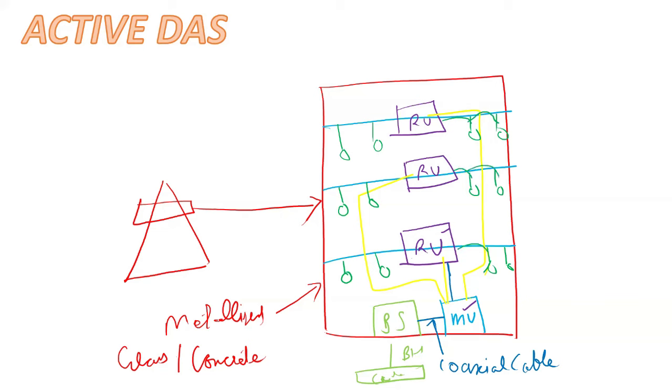So that is why it is called the distributed antenna system, that you have a bunch of antennas that are all distributed, right? No surprise here, right? So this is how the active DAS works at the high level.